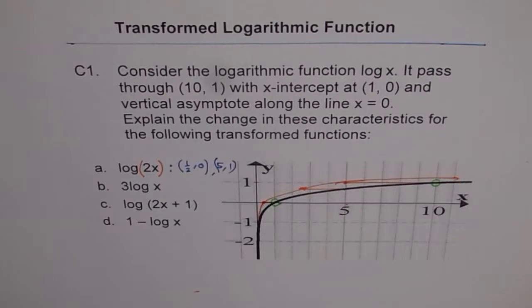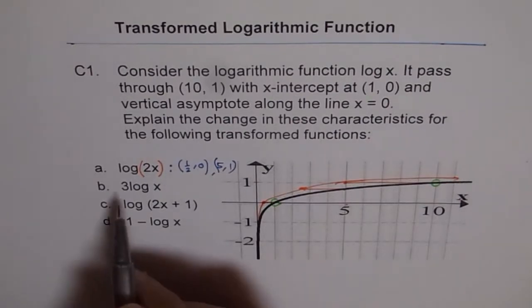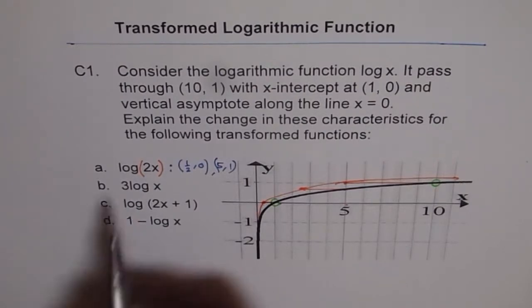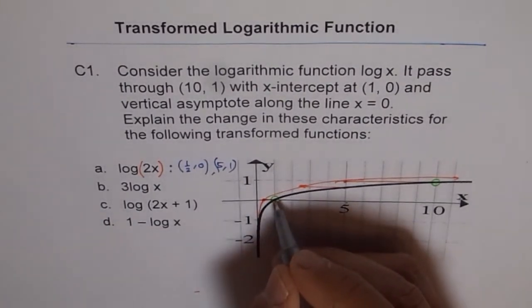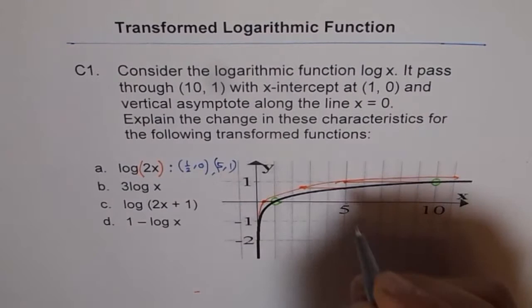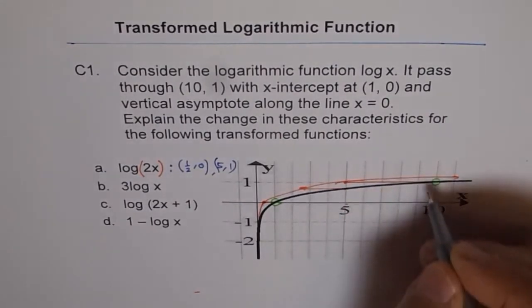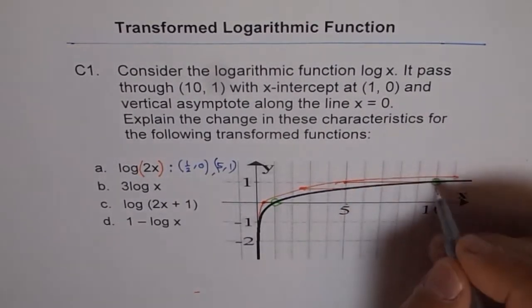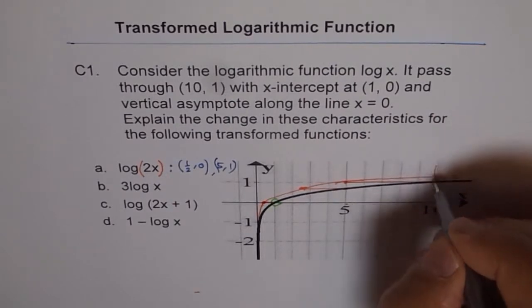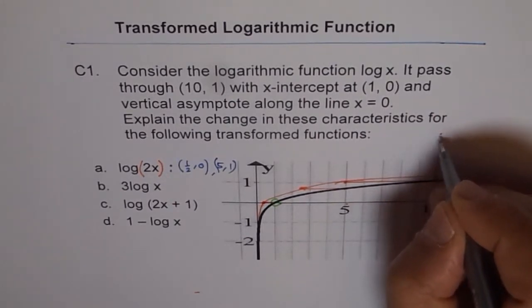I'll use a different thing to show you what happens with 3 of log x. It is a vertical stretch by a factor of 3, correct? So this point remains the same. 0 times 3 is 0. But these points will be 3 times up. So 1 will move up to 3, right? So this is 2 and probably this is 3, right?